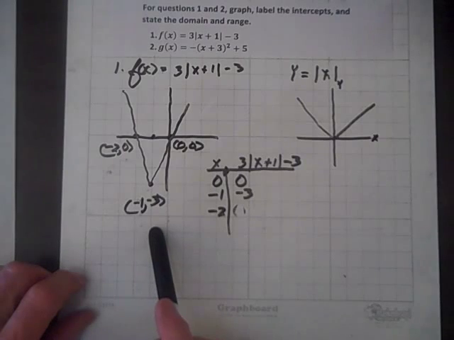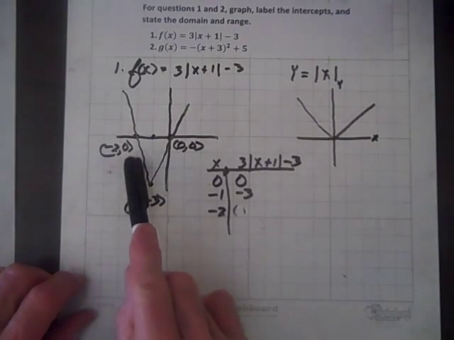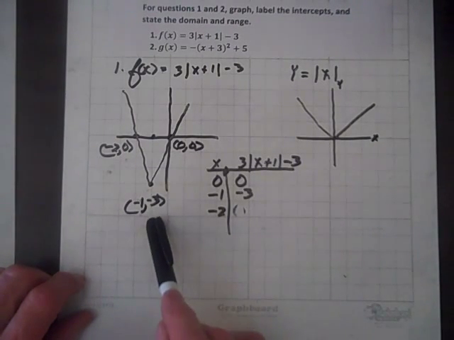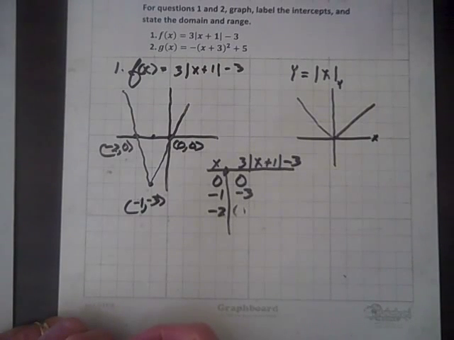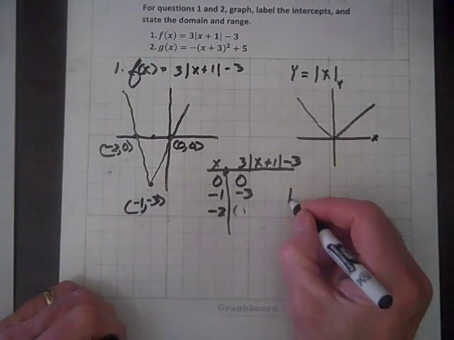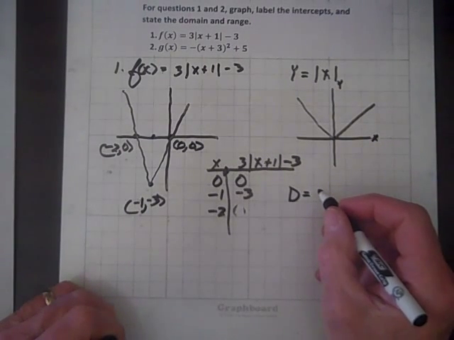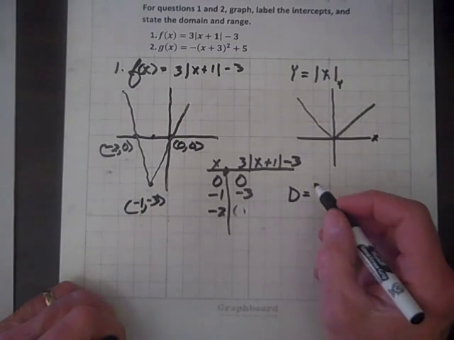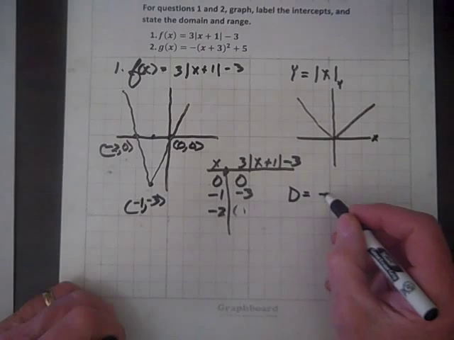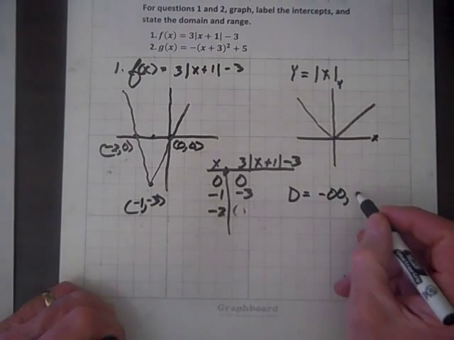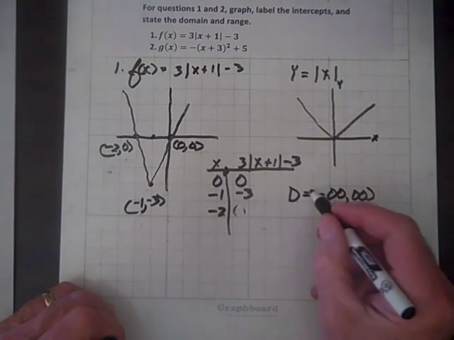Well, we've labeled the intercepts. They're negative 2, 0, 0, 0. And now to state the domain, well, there's no possibility of division by 0, and there's no possibility of taking the square root of a negative number, so the domain is all reals, or negative infinity to infinity.